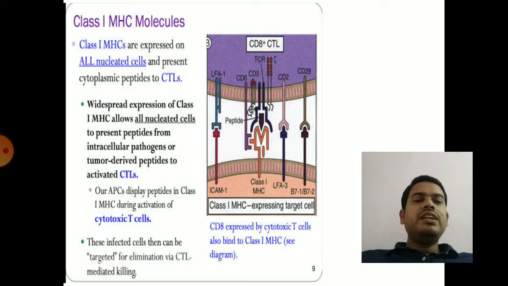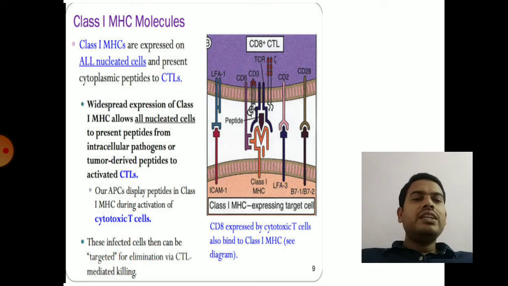So if you see the classes of MHC molecule, there are three classes of MHC molecule. Class 1 MHC molecules, class 2 MHC molecules and class 3 MHC molecules. Both class 1 and class 2 MHC molecules are involved in the antigen processing and presentation, whereas class 3 MHC molecules are involved in the complement activation. So in this topic, we are seeing only the process of antigen processing and presentation. We will see in detail about the class 1 and class 2 MHC molecule.